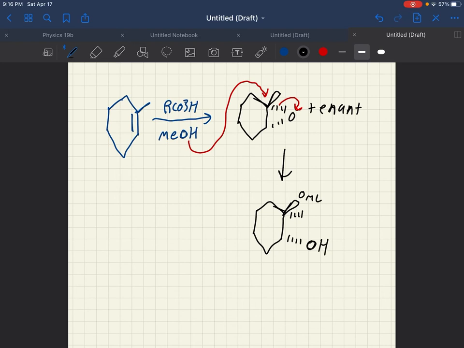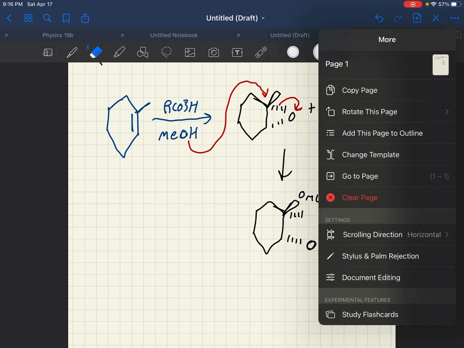And that's how that one would go down. And for these ones, you can ignore stereochemistry. It's not really going to matter. So let's clear the page.